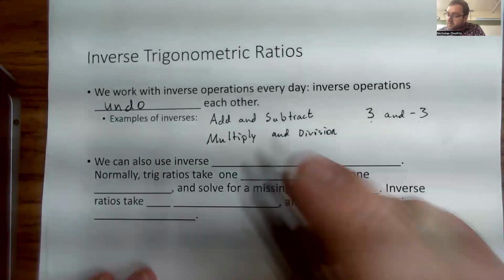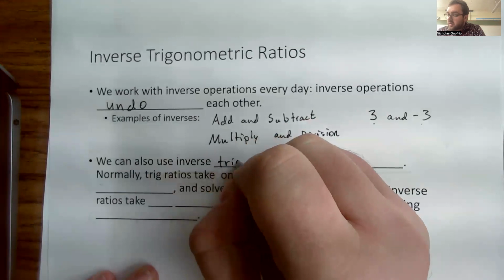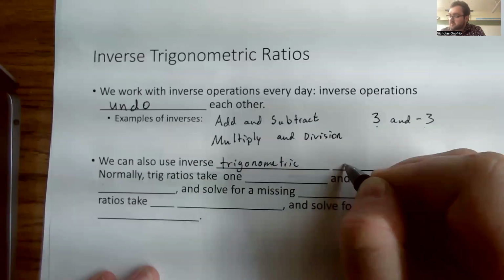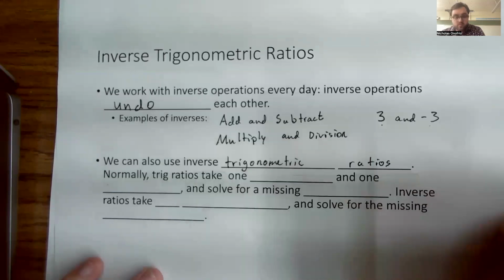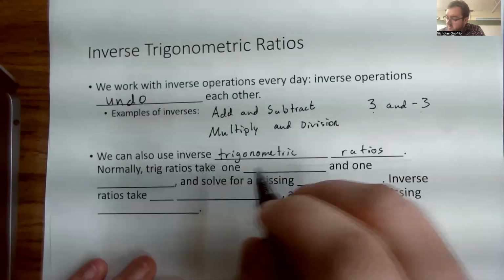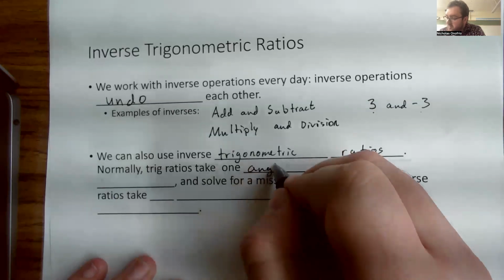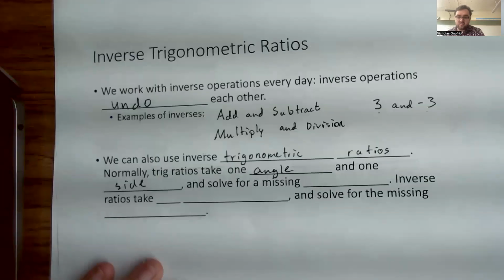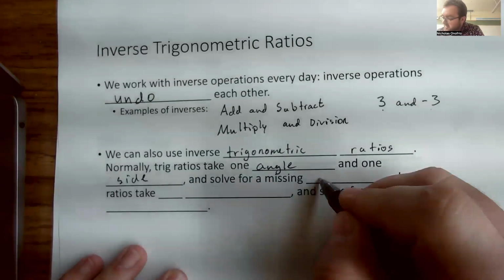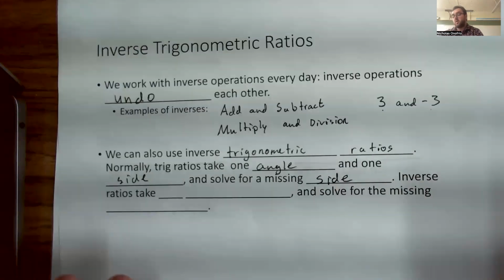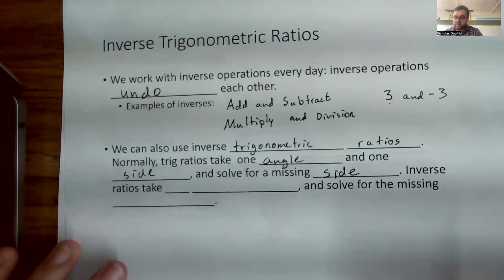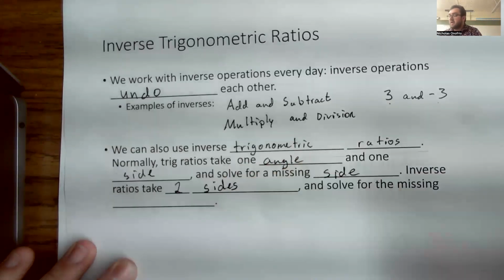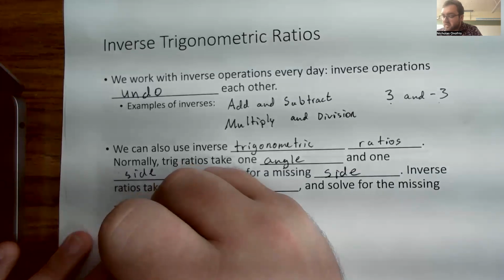We can also use what we call inverse trigonometric ratios. Normally, a trig ratio takes one angle and one side, and then it uses those to solve for a missing side. However, inverse trigs work the opposite way. They take two sides and then they solve for the missing angle.